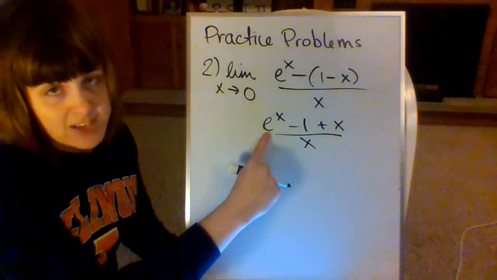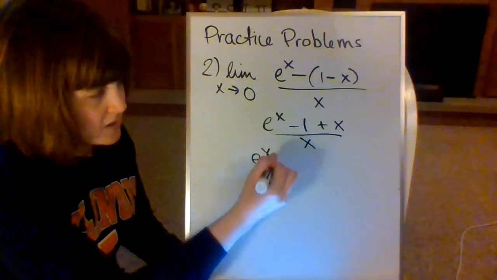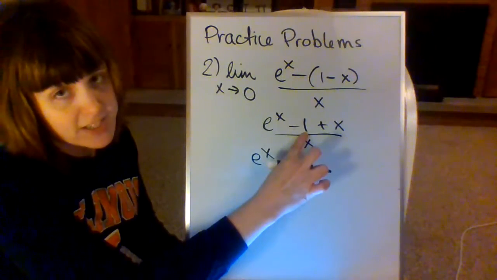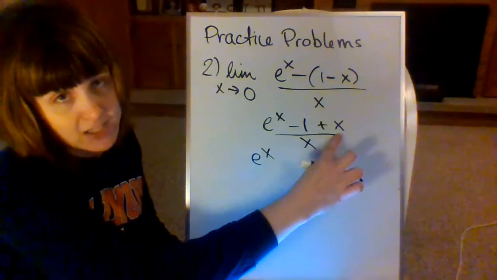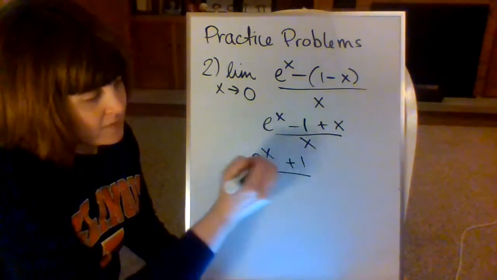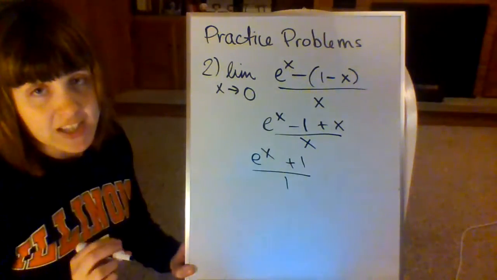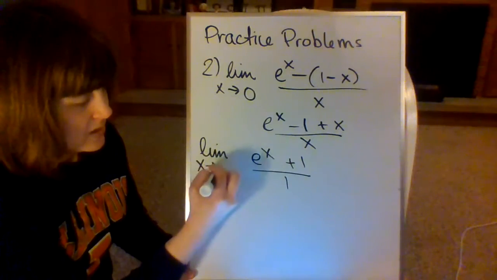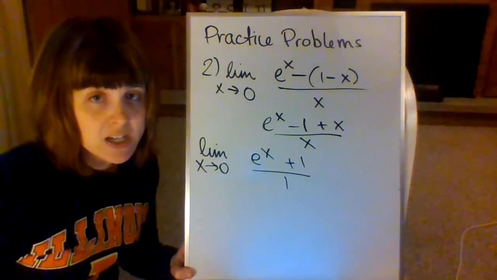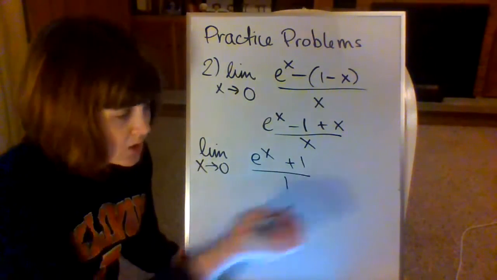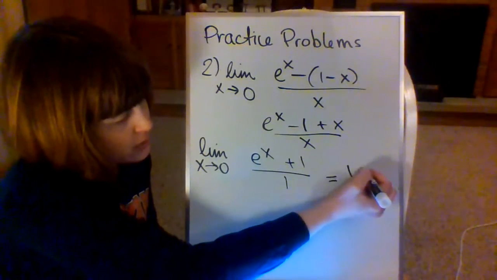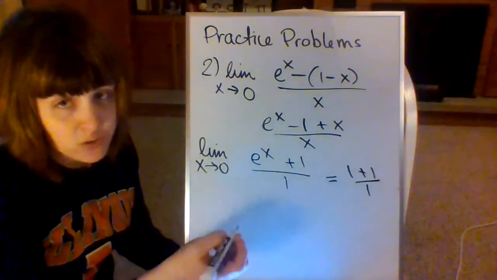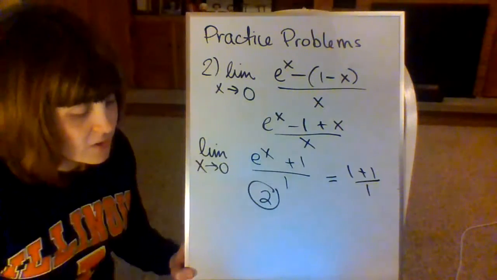Okay, and now we're going to find the derivative of the top and the bottom. So the derivative of e to the x is e to the x. The derivative of negative 1 is 0. The derivative of x is 1. Okay, so it looks like that now. And now we're going to plug in our limit as x approaches 0. So e to the 0 is 1. So 1 plus 1 is 2. So the limit is 2.